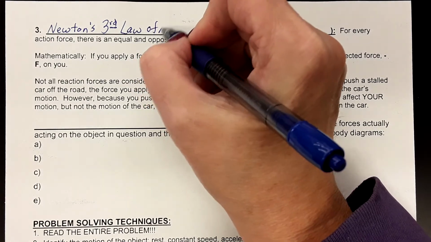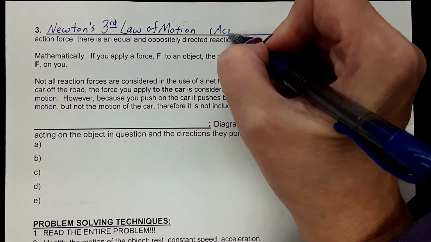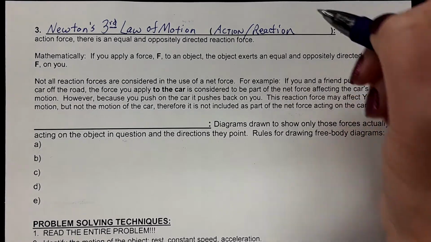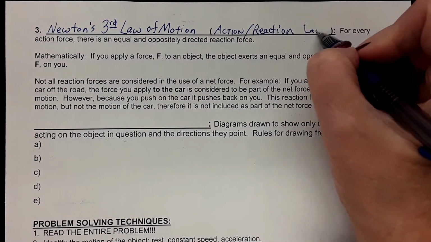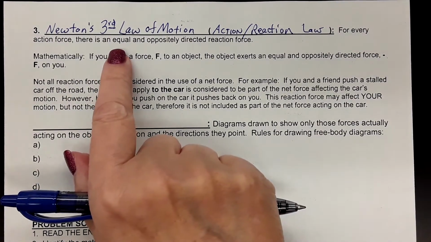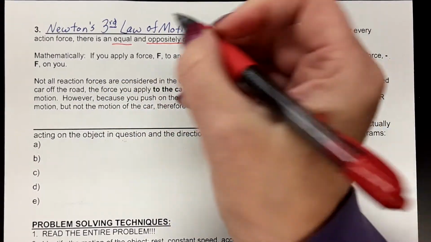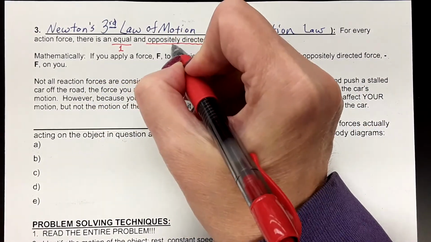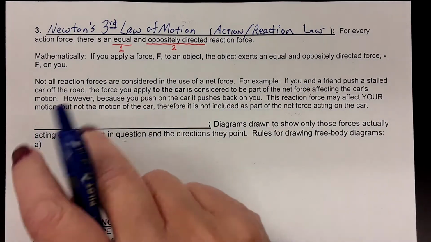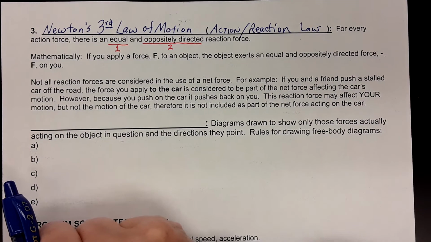Now, Newton's third law of motion. Sometimes you'll see this one called the action-reaction law. And you probably remember this one quite well from middle school, okay? It's the one that says for every action force, there's going to be an equal and oppositely directed reaction force. So that's two things: it has to be an action-reaction pair. It has to be equal and oppositely directed, okay?